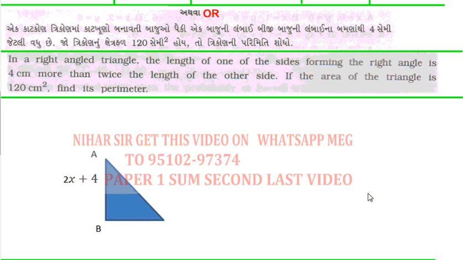Okay, now let's come to the next one. In a right angle triangle, the lengths of the sides forming the right angle, this is a side forming the right angle AB, and it is not named here, it must be C, so it's C. So these two, AB and BC, are the sides forming the right angle. Now what he has given in the statement: the side forming the right angle is 4 centimeter more than twice the length of the other side.